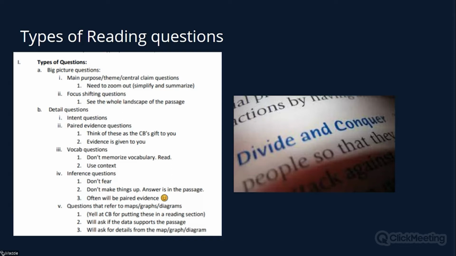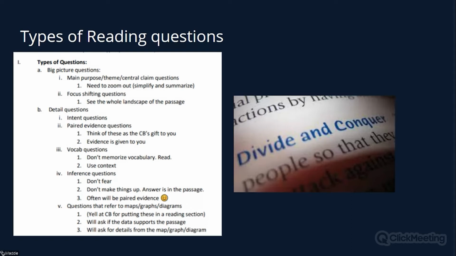Lastly, for the detail questions, we have questions that refer to maps, graphs, and diagrams. So I honestly don't like these because this is a reading section. Come on, guys. Anyway, they're there, so we have to deal with them. So just remember with these that this is all analytical. So have your math brain on, even though you're in the reading section.